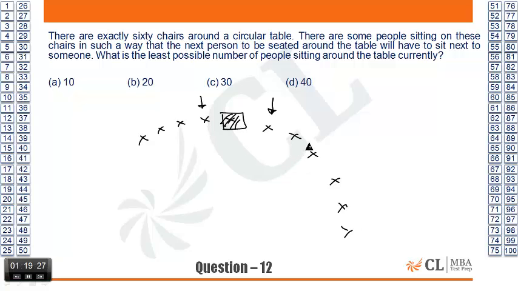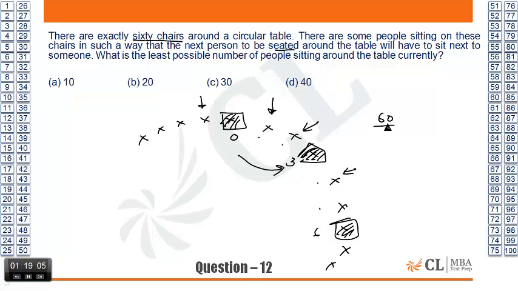Which means I can put one here, no? That will be the least, no? I can leave two chairs between people. Then I'll ensure that the next person seated will have to sit next to someone. So if I count 0, 1, 2, 3, 4, 5, 6, every third chair. There are 60 chairs, 60 divided by 3, 20. Okay.